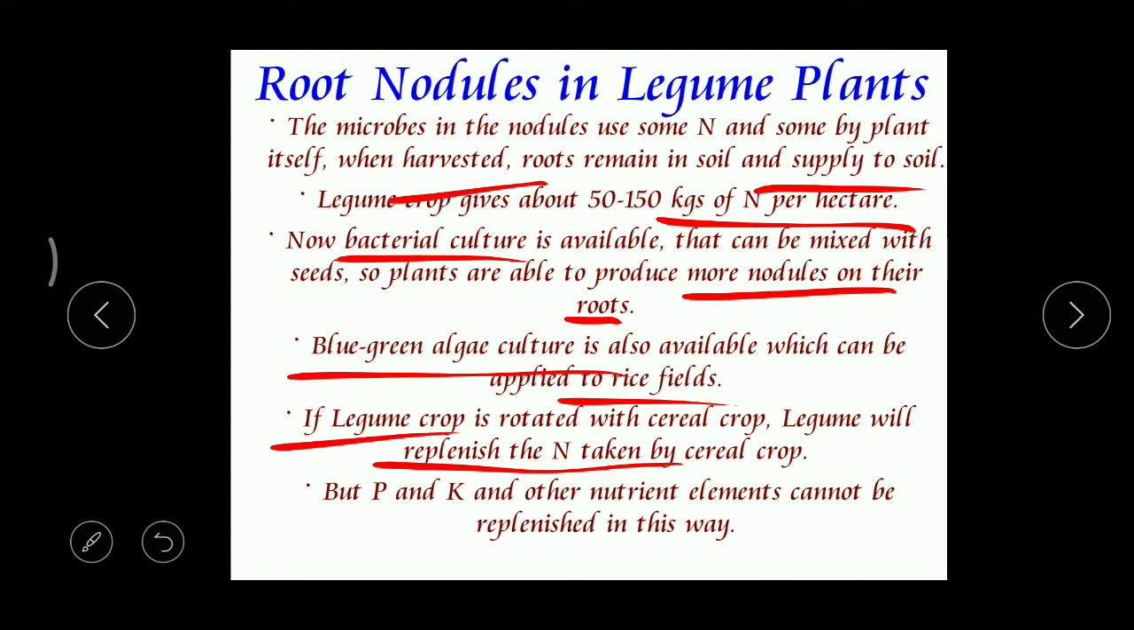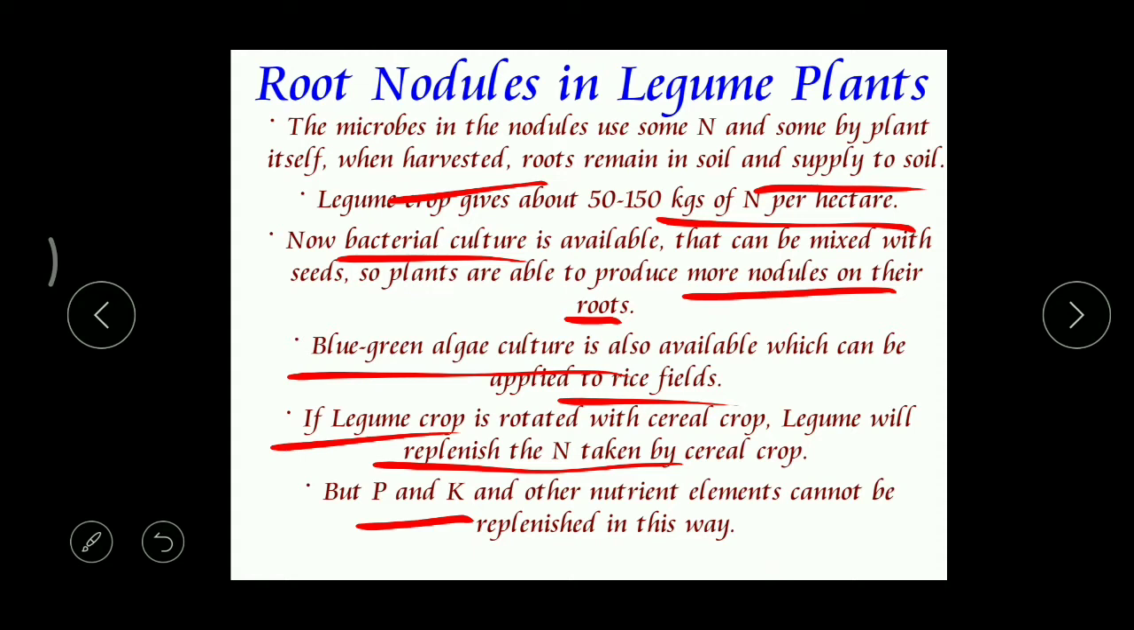Nitrogen. But what are the macronutrients? What are the three macronutrients? Yeah, nitrogen, phosphorus and potassium. But here, phosphorus and potassium nutrients cannot be added to the soil. So for that, we must go for other methods like chemical fertilizers.